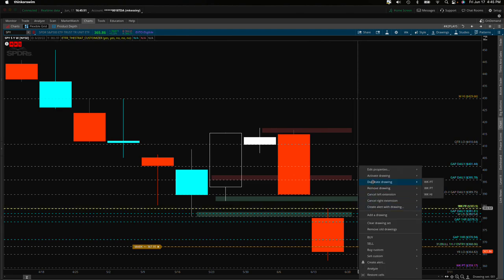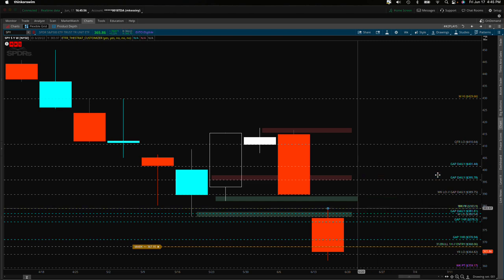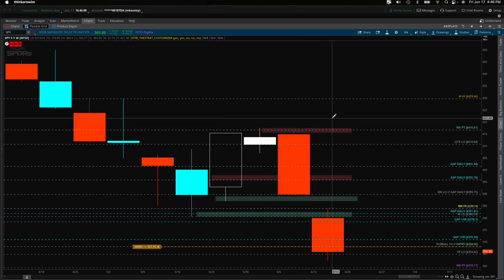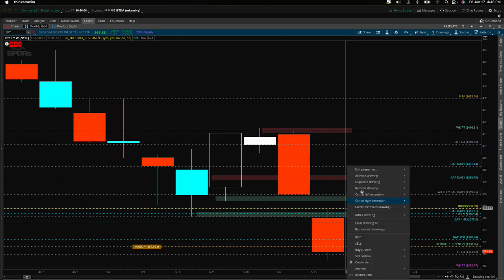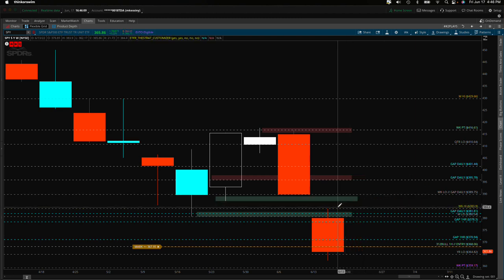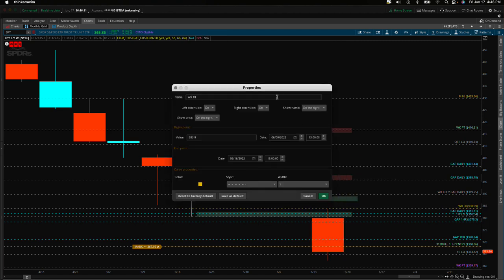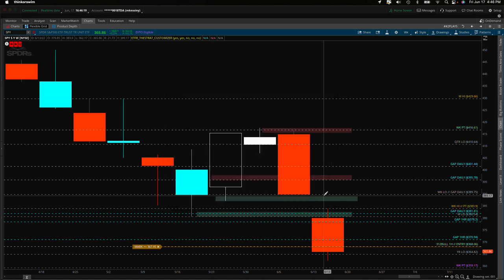And I'm going to activate the price target and put it above that one. And I'm going to remove this extra price target that's on there. And then I'm going to edit this and say weekly high and then / price target. Click OK. So now we have two weekly price targets, one at 383.9 and one at 416.61.